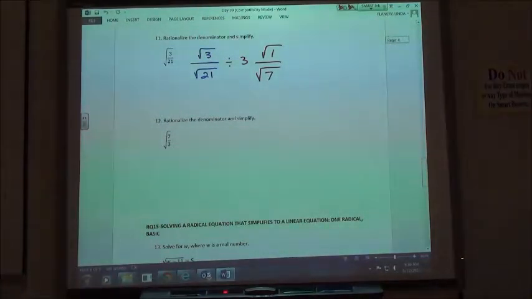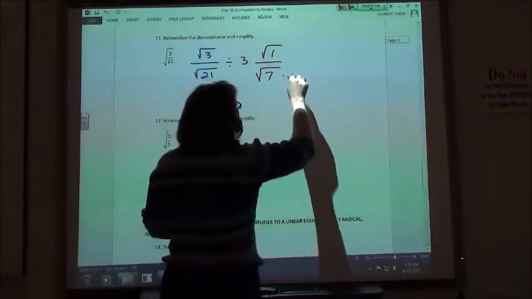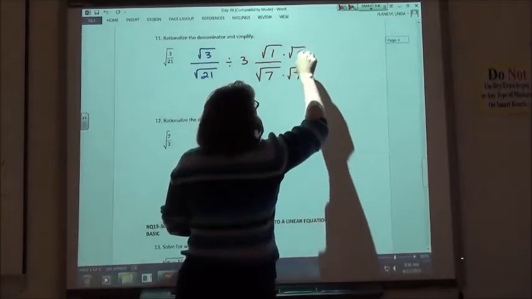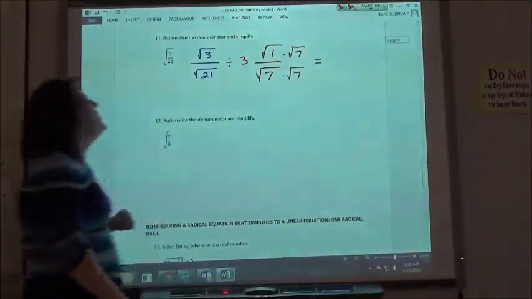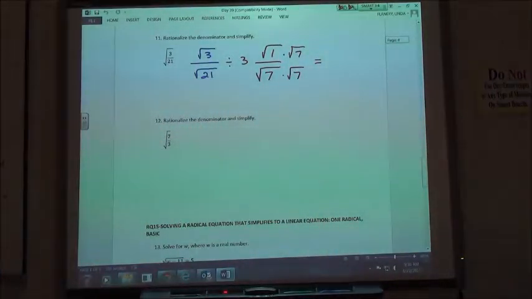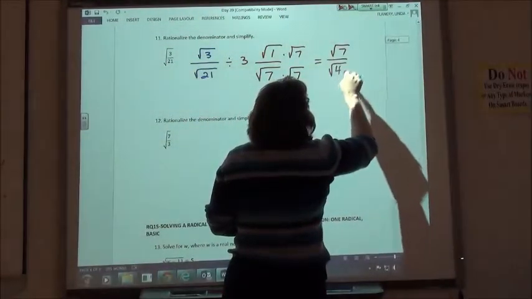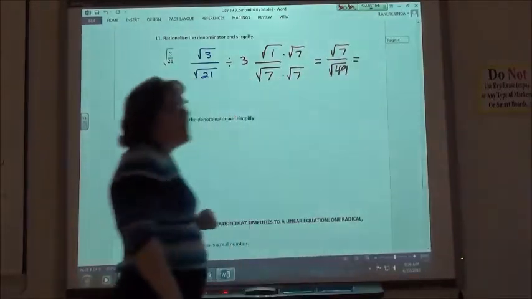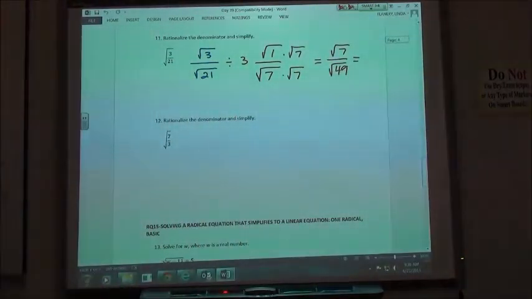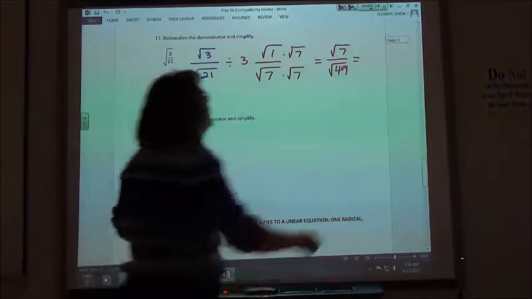Now what might I want to do with that? Multiply by the square root of 7. And if I multiply by the square root of 7, what would I get? Square root of 7 over the square root of 49. Exactly. And then simplifying that, I'm going to have square root of 7 over 7.